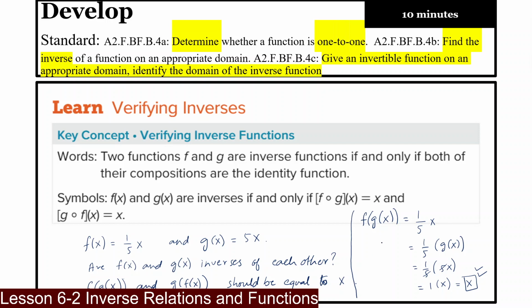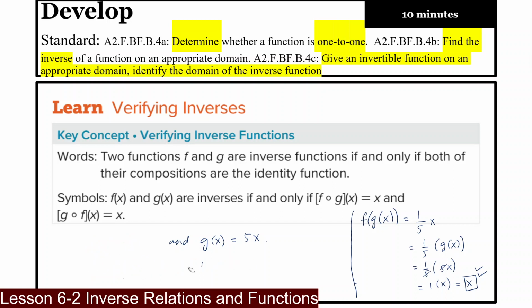Now we do the opposite. We find g of f of x to see if that works. So let me erase this part right here, and then I'll find g of f of x. Well, what is g of x? G of x is 5x. But I'm trying to find g of f of x, so I'm going to replace the x with f of x.